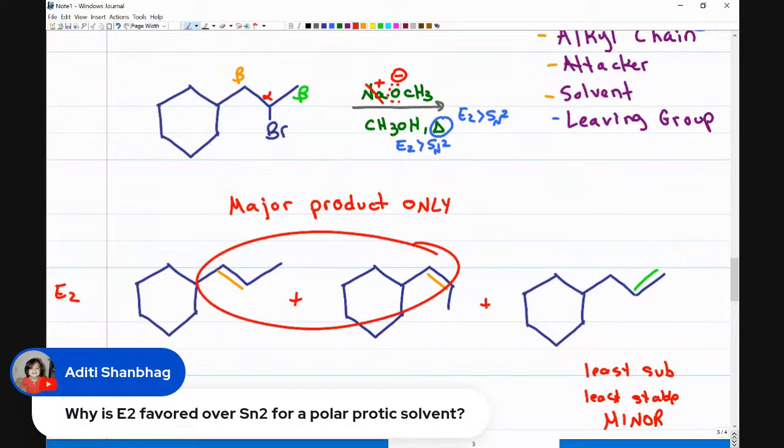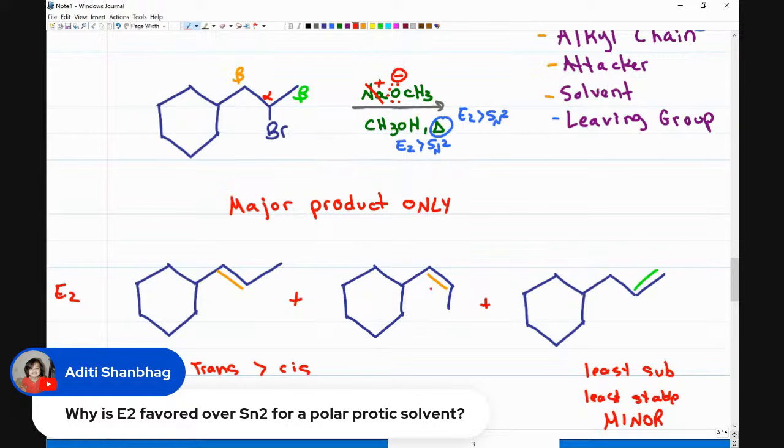Recognize that these 2 are the most substituted, therefore the most stable. But trans is more stable than cis, because with a cis product, these groups are very close to each other. They're sterically hindered. They're in each other's faces. And so trans is going to be the major product and cis would be the medium product. So these are the 3 products, but that wasn't the question.